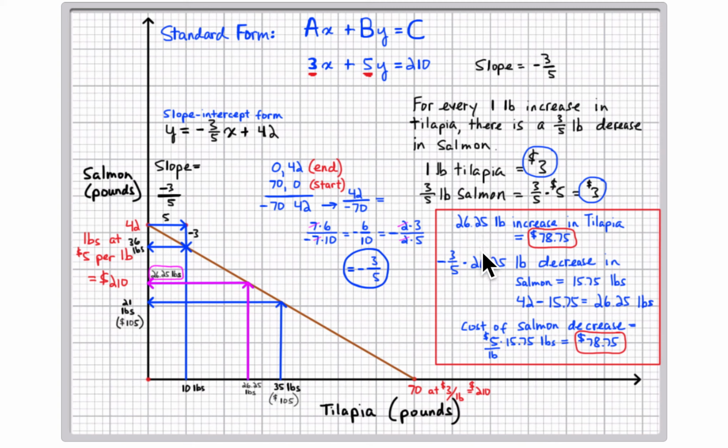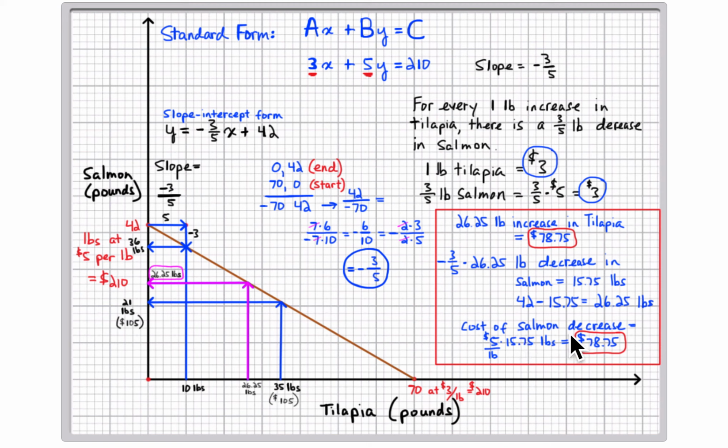So 26¼ pounds increase in tilapia means there has to be, so that's the $78.75, there has to be that same amount of money decrease in salmon. So that's a -3/5 times 26¼ pounds decrease in salmon. So a -3/5 times 26¼ is equal to 15¾ pounds. You're going to decrease by 15¾ pounds. So 42 minus this 15¾ pounds is equal to that 26¼ pounds.